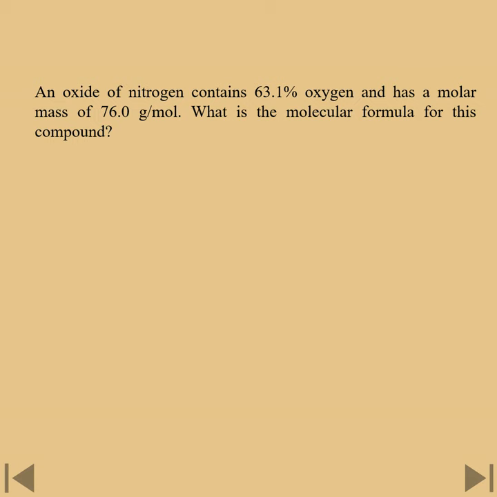Okay, we're told an oxide of nitrogen contains 63.1% oxygen and has a molar mass of 76 grams per mole. What is the molecular formula for this compound? Well, since they gave us the molar mass of the actual compound, we can determine the actual formula. But it all begins with the empirical formula. And so if we had 63.1% oxygen, then that other 36.9% must have been the nitrogen.